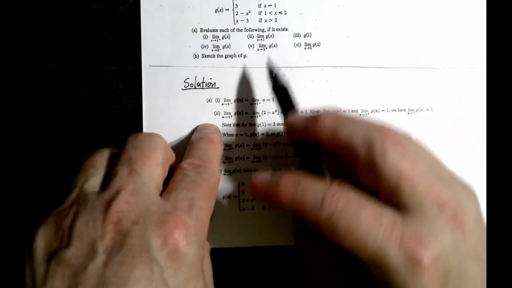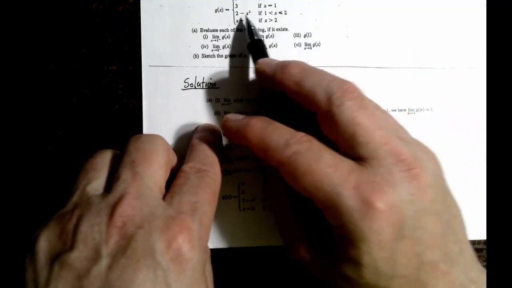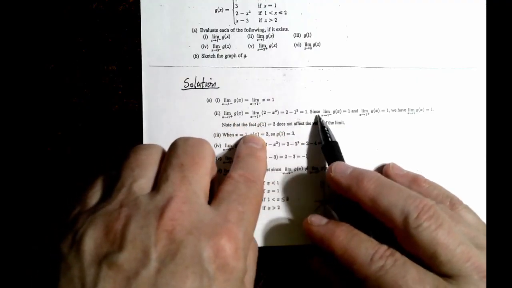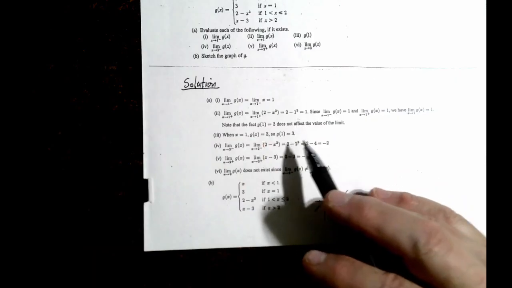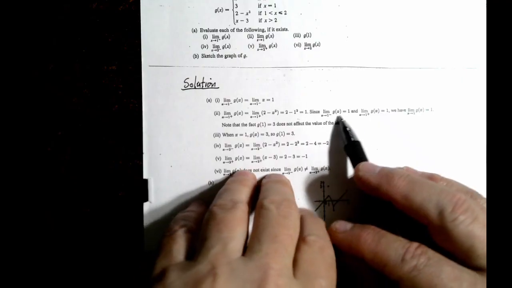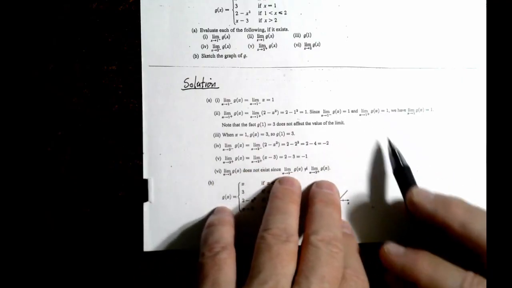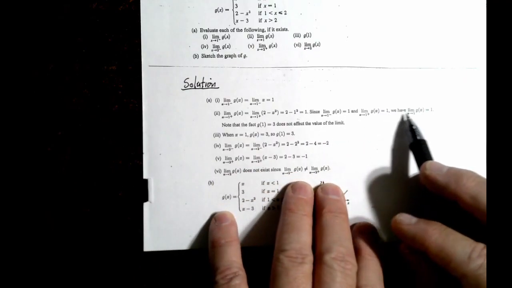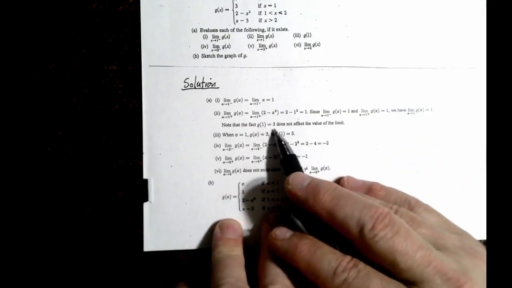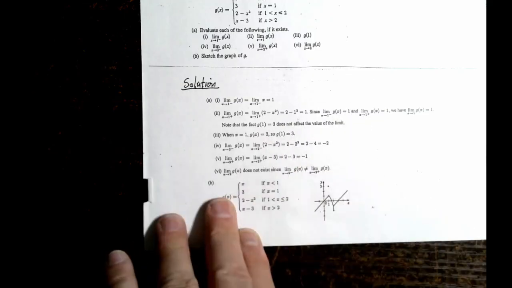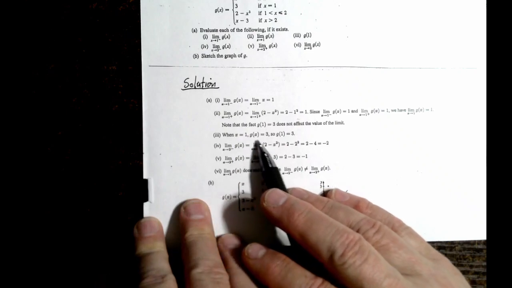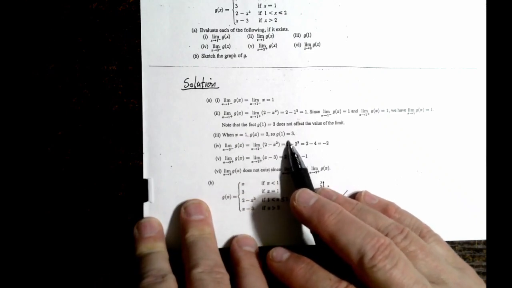Now 1 from the right, you're talking about greater than 1, so it's 2 minus x squared you're replacing, and you can do direct substitution and you get 1. Now since the limit as x approaches 1 from the left equals 1, and the limit as x approaches 1 from the right equals 1, we can say the limit actually exists. Note that g of 1 equals 3 does not affect the value of our limit. So number 3, when x equals 1, g of x equals 3, so g of 1 equals 3.